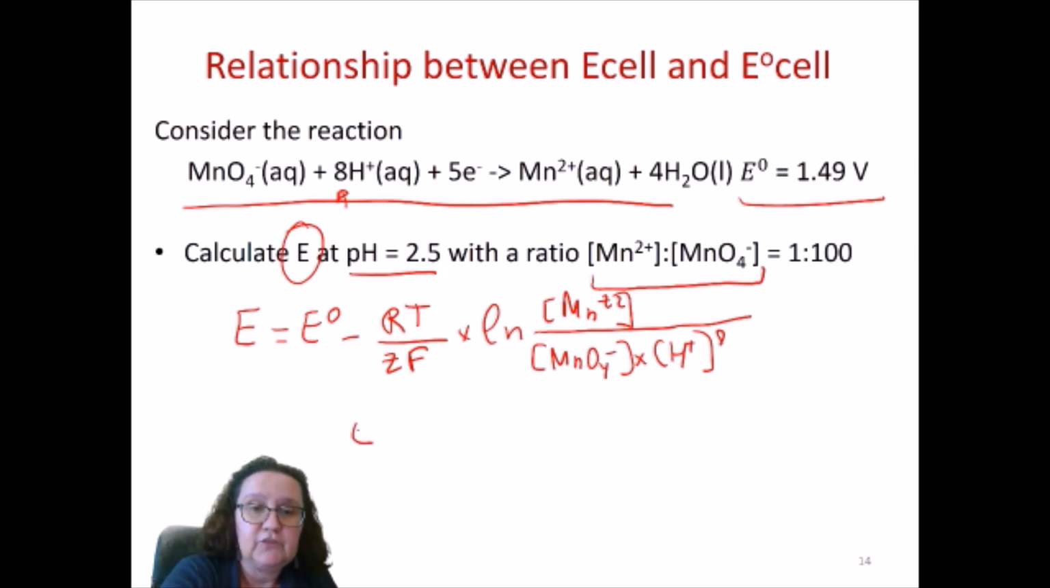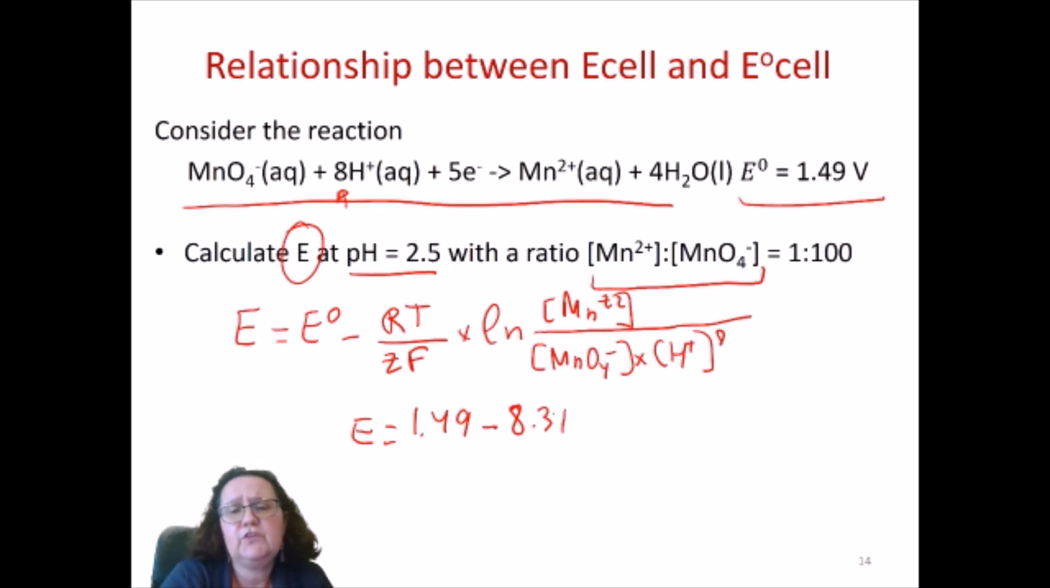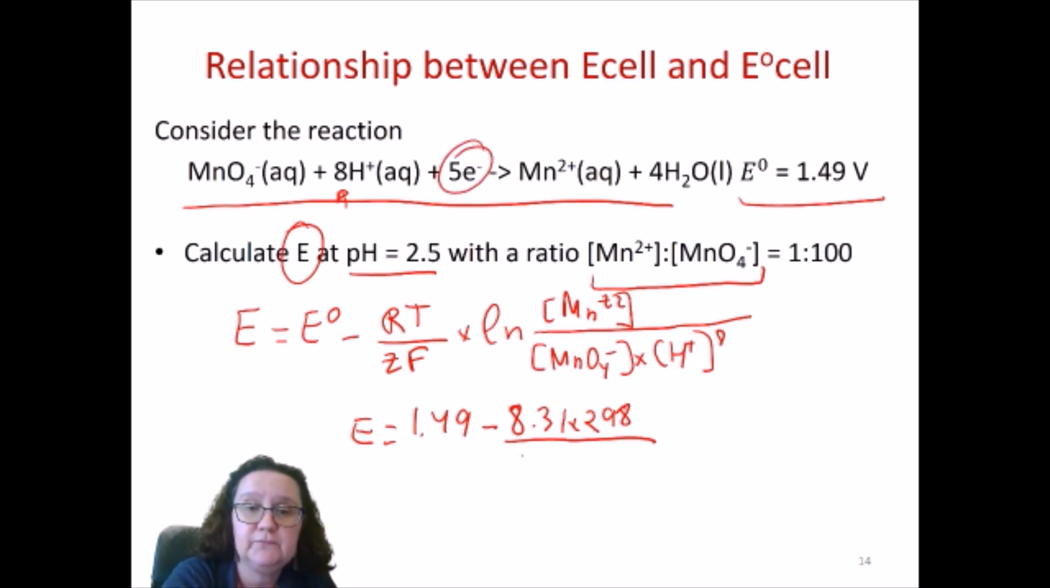I've got the standard electropotential of the cell, which is 1.49. R is a constant, 8.31. The temperature isn't specified, so I'm going to assume room temperature, 298 kelvins. The number of electrons exchanged in this half reaction is 5. And F is Faraday's constant, a tabulated value, 96,485.